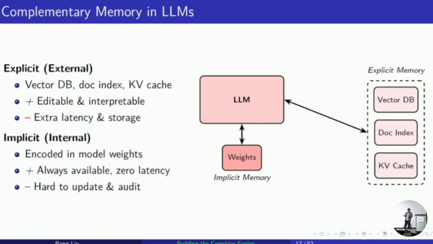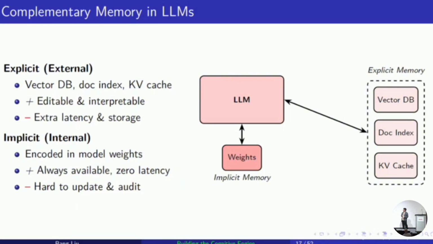So there are pros and cons. For explicit storage, it's easily editable, it's interpretable, and you can store every raw bit of information, right? But there's also extra latency and storage cost. With more and more information stored, it's hard to scale up. You will need more time to conduct accurate retrieval.